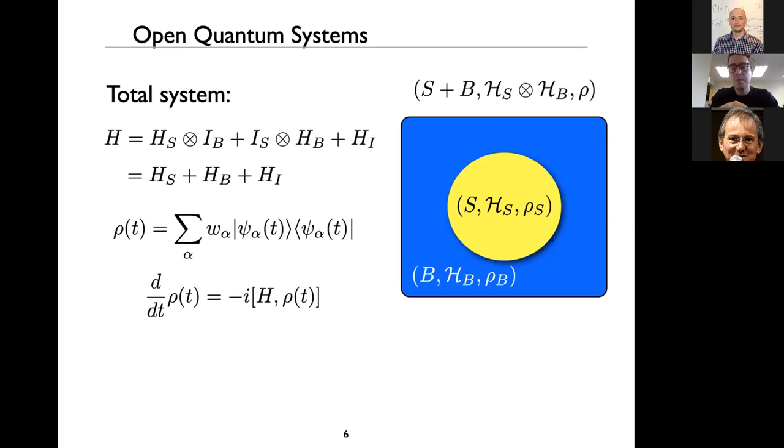So it's worth noting that the HS and HB only act on the subsystems S and B respectively, whereas this interaction Hamiltonian belongs to the joint composite space, since it describes some form of coupling or interaction. And just as shorthand, we can drop these. So these IS and IBs are just the identity operators on each of the subsystems.